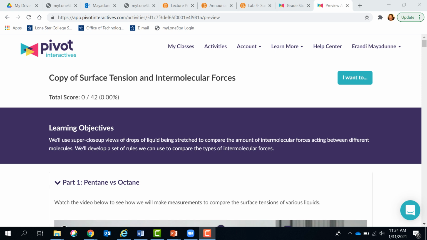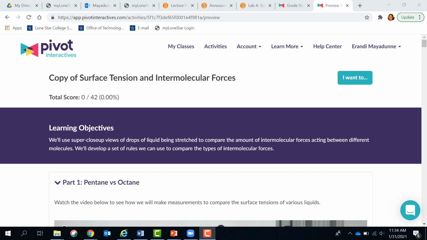I am explaining the lab on surface tension and intermolecular forces. In this lab, it will help you understand the intermolecular forces and the relationship between surface tension, which is one colligative property, and how surface tension relates to the intermolecular forces.